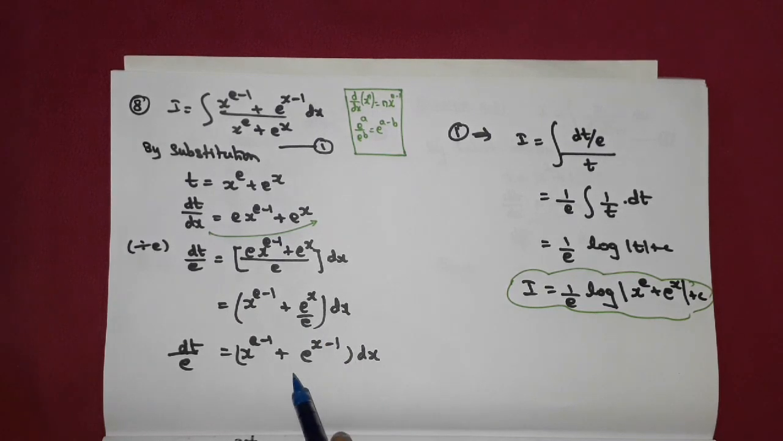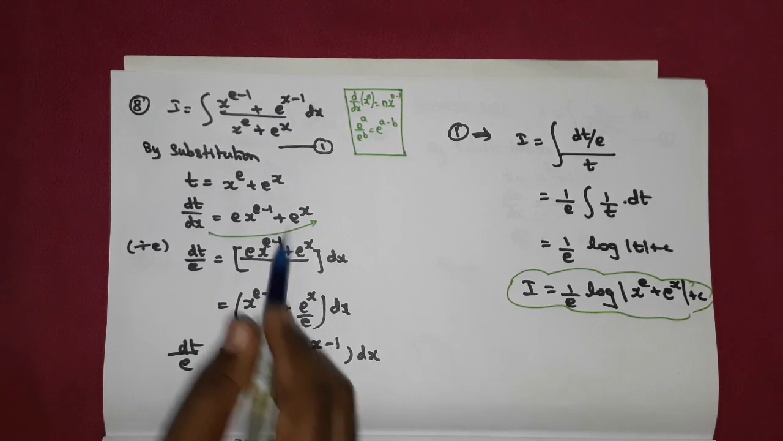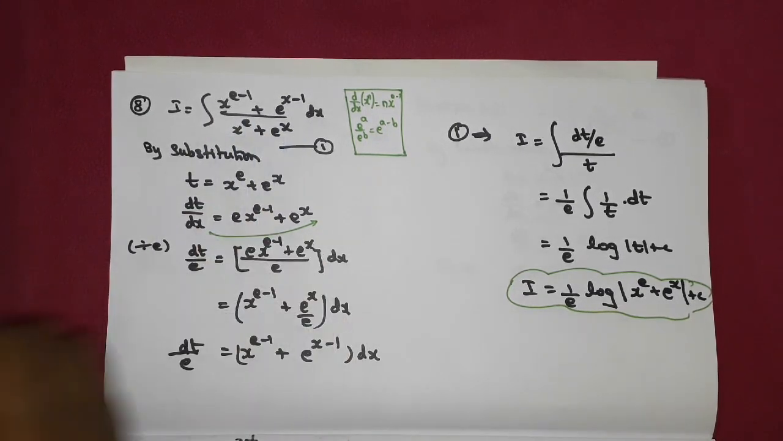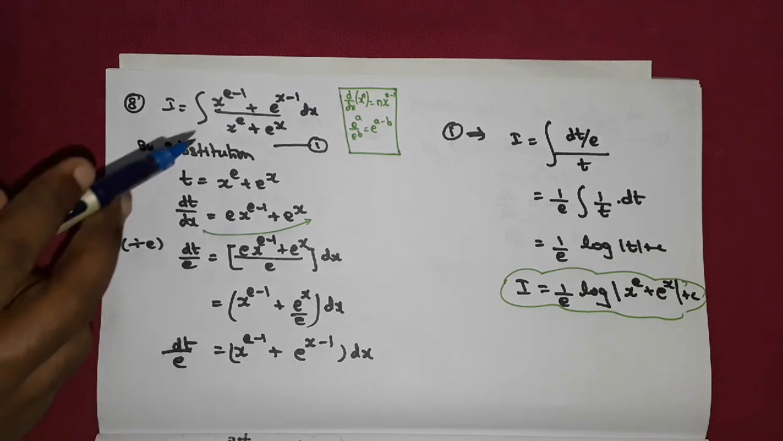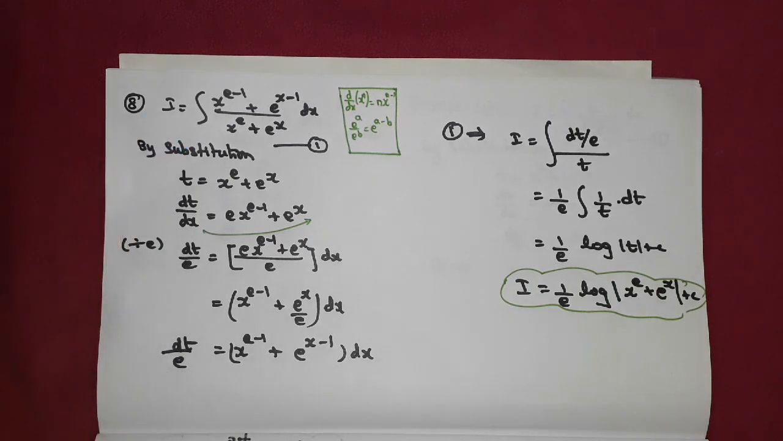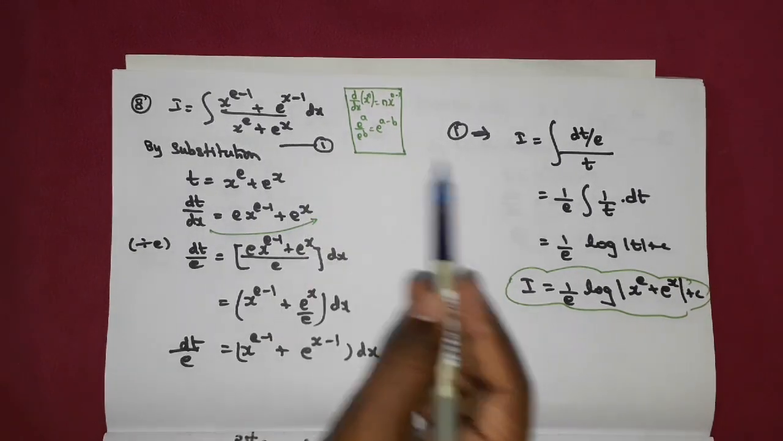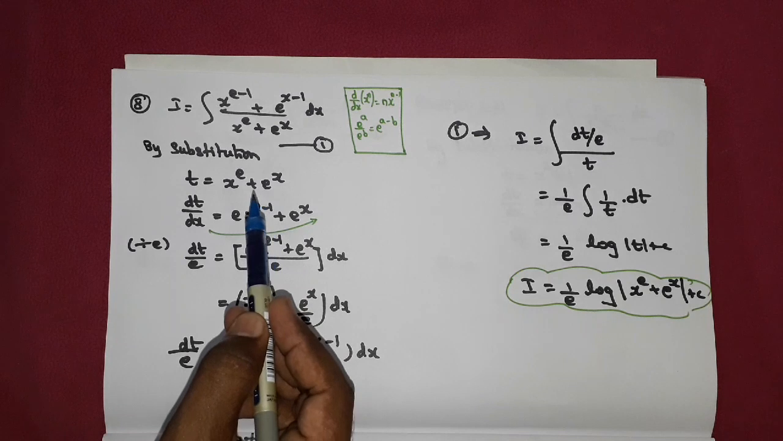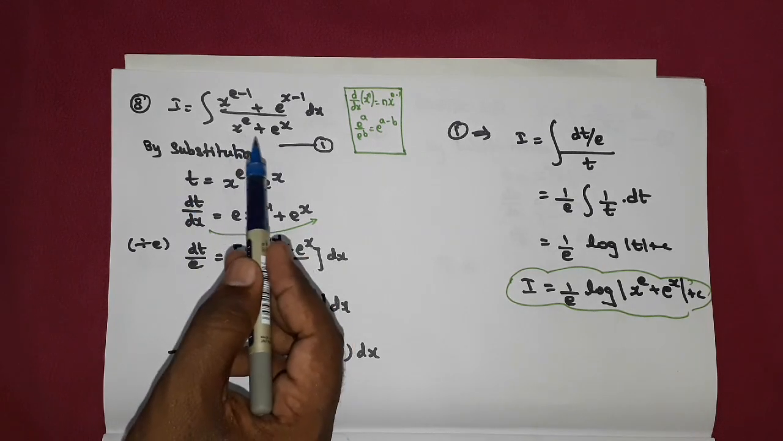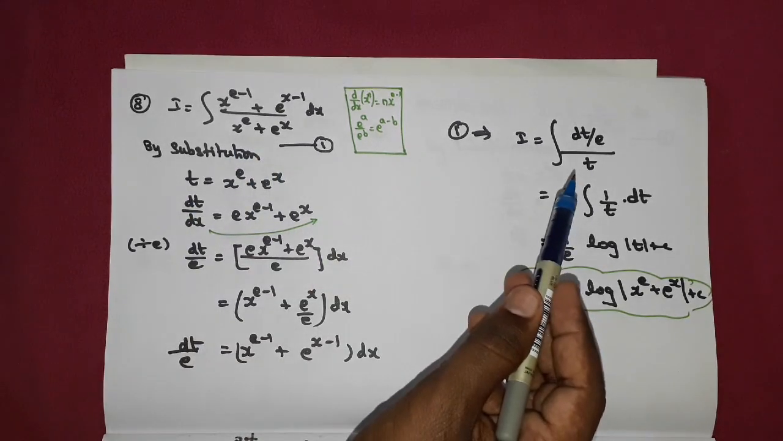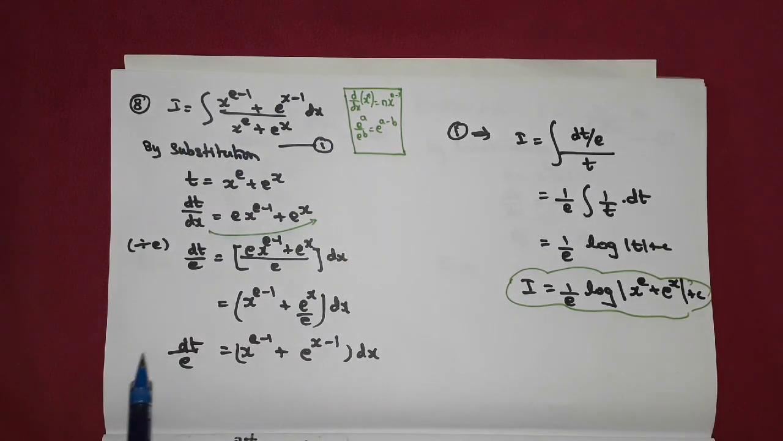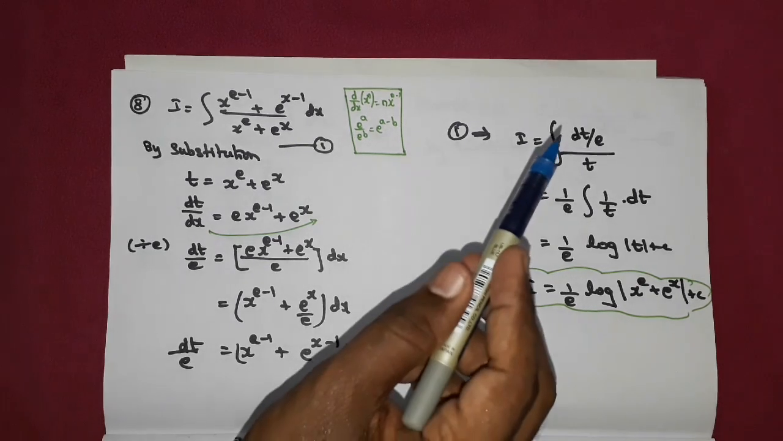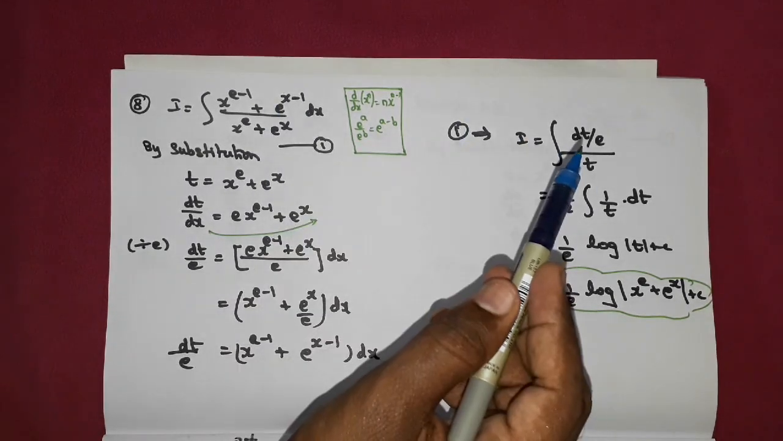So we got it. Now this one, can you see it in the numerator of the question? Yes. So we have a function and its derivative in the same integral, so we can apply the concept of substitution method. Now I equals, that is the question, instead of the denominator we are going to apply t. And instead of the numerator, instead of this part, we can put dt by e. So dt by e.